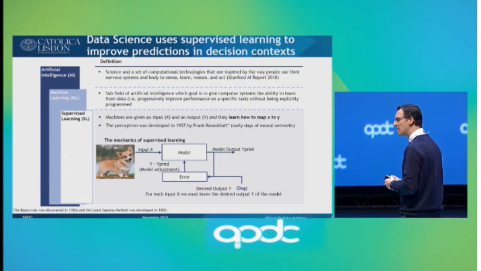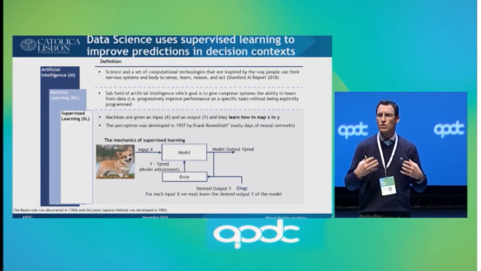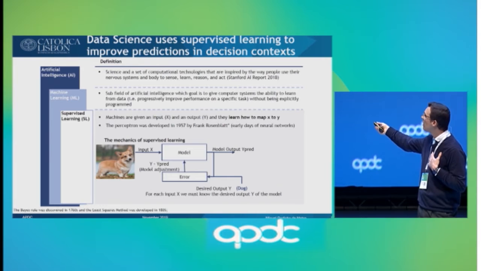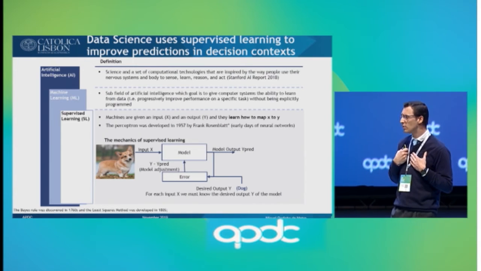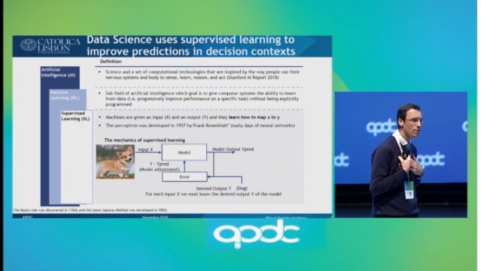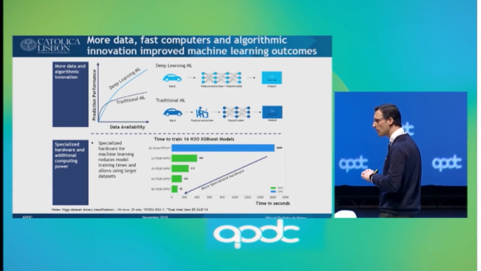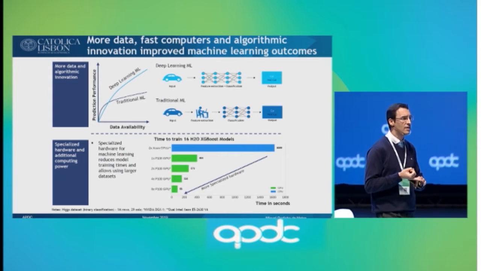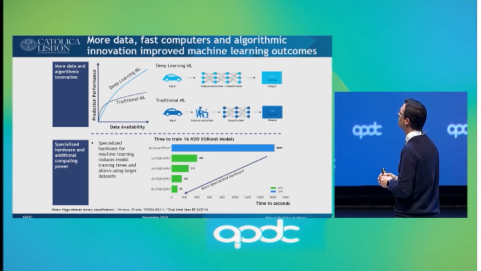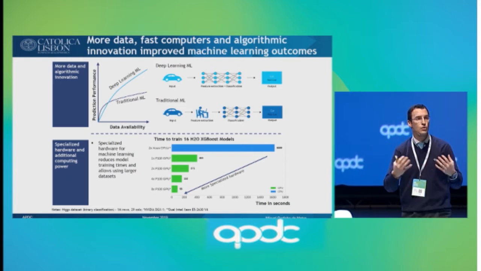Now, this is yesterday's news. Because if I really want to be precise, supervised machine learning has existed since we have regression analysis in the 19th century, and even since we have the Bayes rule in the 18th century. So why now? Why is the media picking up on this right now? Well, it turns out that three things happened over the last 10 years. More data, faster computers, and some algorithmic innovation. More data improves the predictive performance of supervised learning algorithms.